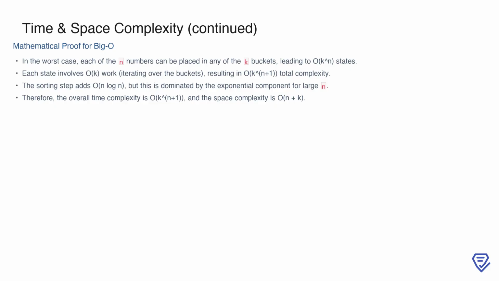For space complexity, the recursive call stack uses n, and the buckets array uses k, giving us a total space complexity of n + k. This completes our analysis of the algorithm's efficiency.